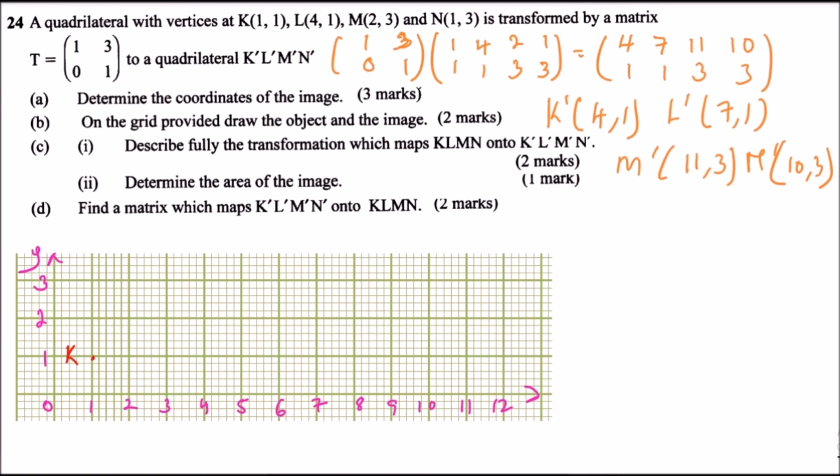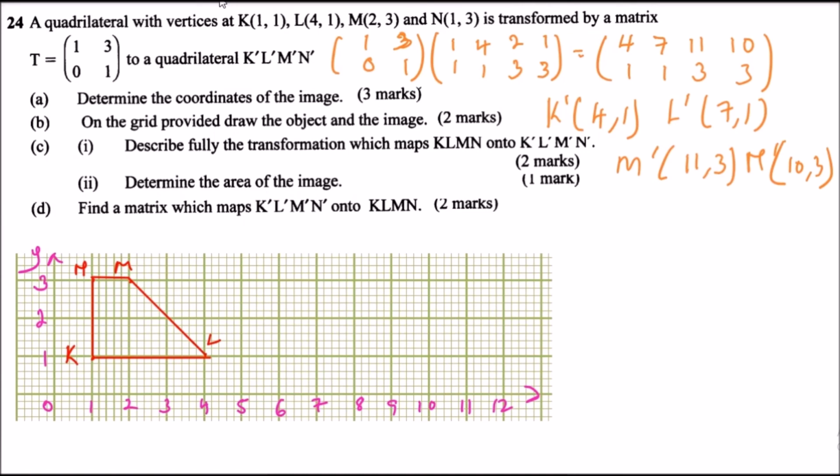So this is 4, 1. This is where we have our L. We put our L there. Our M is at 2, 3. So this is where we have our M, and our N is at 1, 3. That is our N. So we join the 4 points to come up with the quadrilateral. So that is our quadrilateral, that is the object.